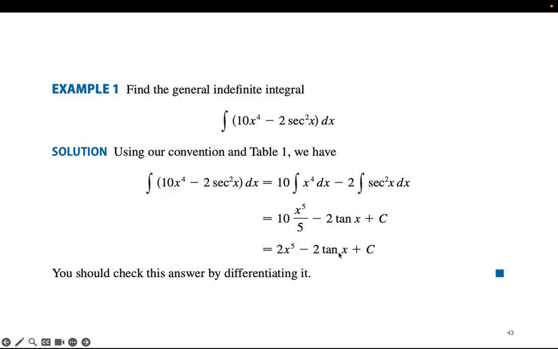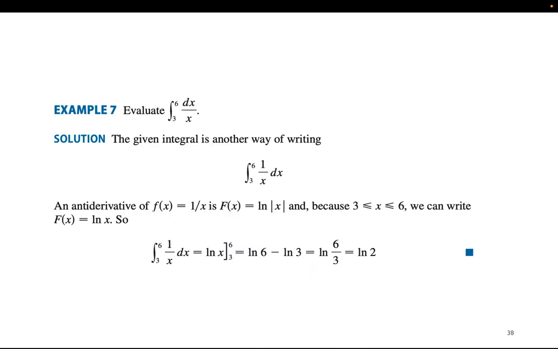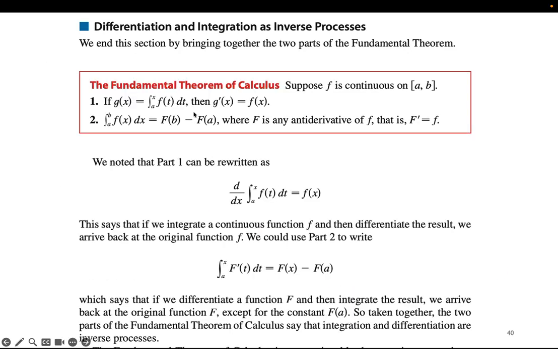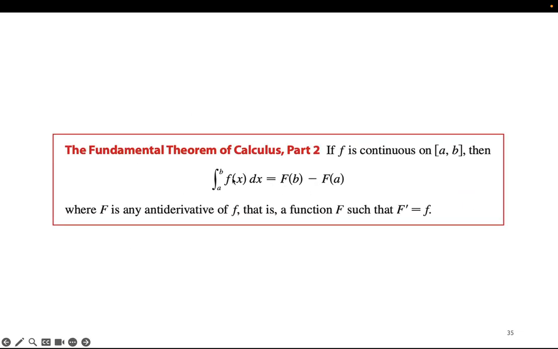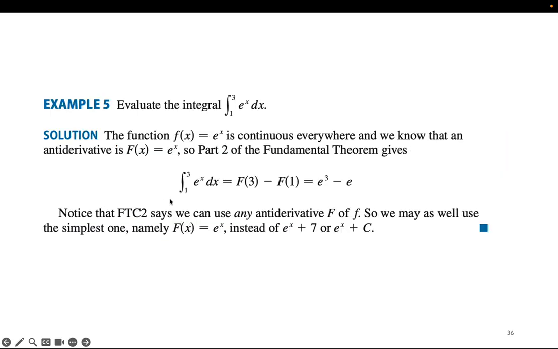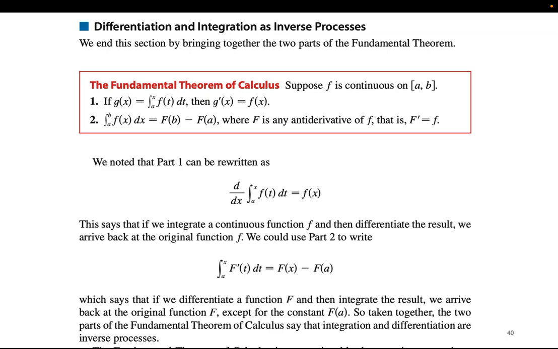If I differentiate this, I should get this again. So again, this indefinite integral is simply the antiderivative. That should make sense because we saw earlier that finding the definite integral involves an antiderivative as well. So this is definitely related.